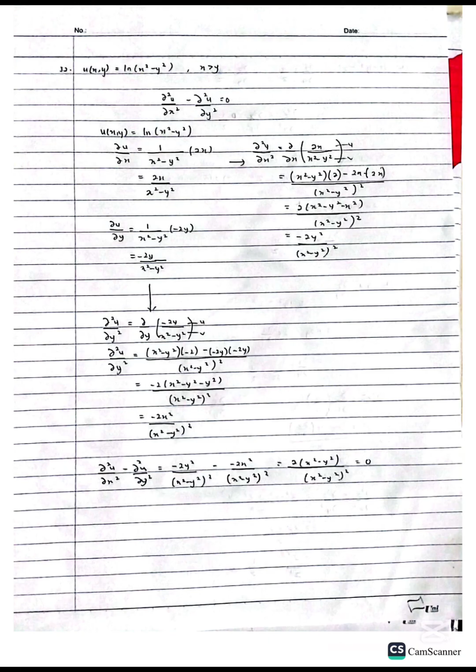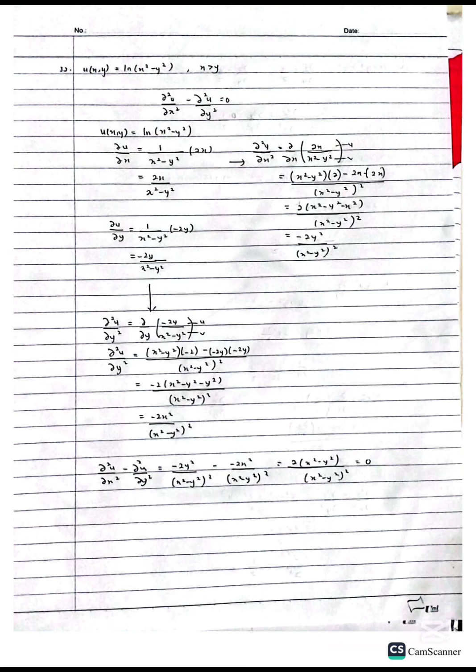For question 32, show that u(x, y) = ln(x² − y²), for x > y, satisfies the equation ∂²u/∂x² − ∂²u/∂y² = 0. So we need to differentiate u with respect to x. We get ∂u/∂x = 2x/(x² − y²), and differentiating a second time, we get −2(x² + y²)... as the second derivative over (x² − y²)². The same goes for u with respect to y, and we get ∂u/∂y = −2y/(x² − y²), and same as the previous.